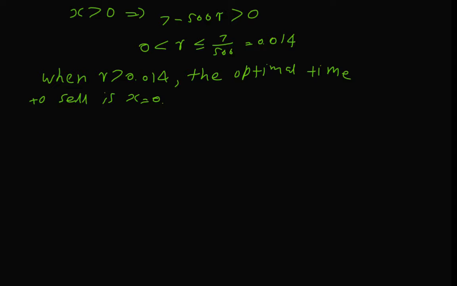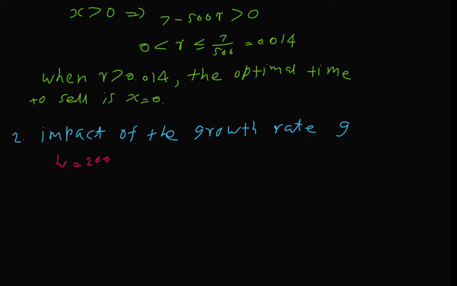Now consider the impact of the growth rate g. Then we change the W. Last time we had W equals 200 plus 5t, but we use g as the growth rate instead of 5. Therefore, this becomes W equals 200 plus gt.